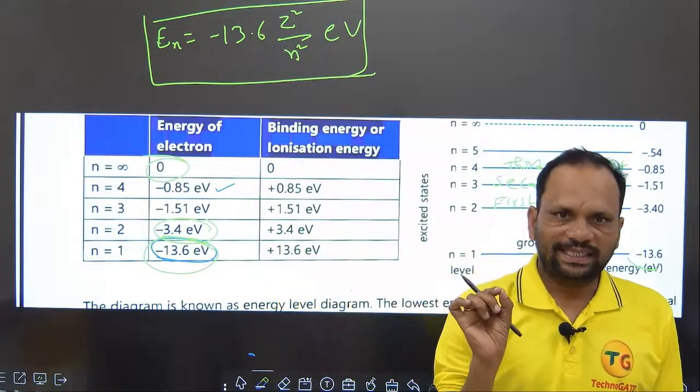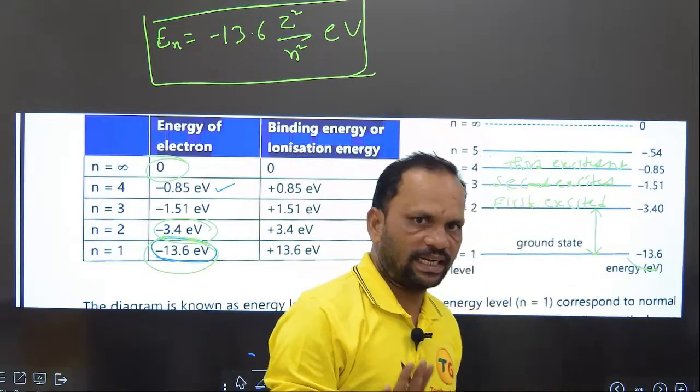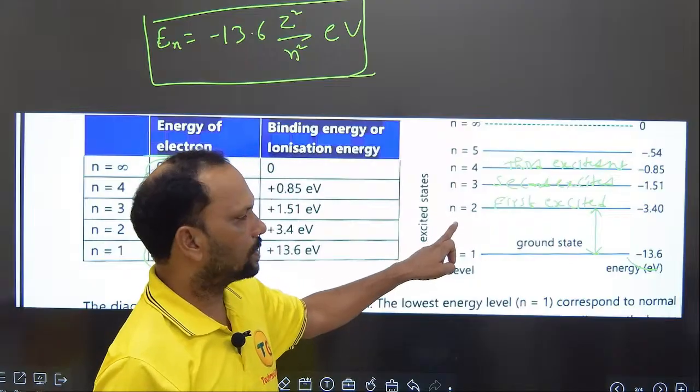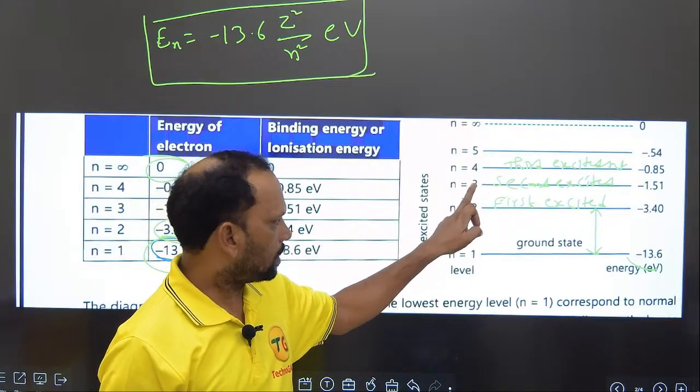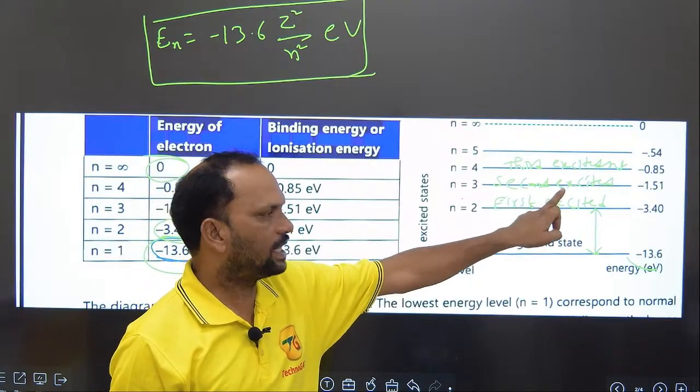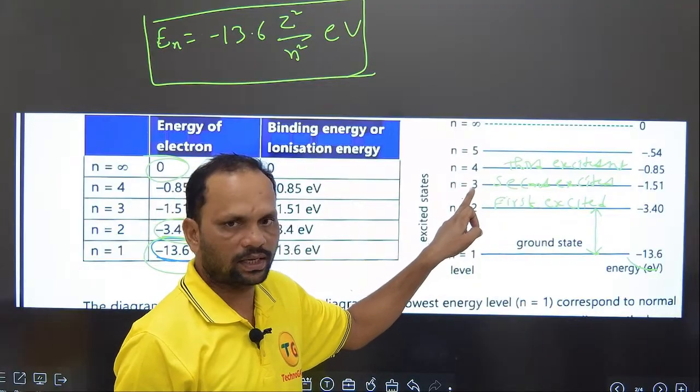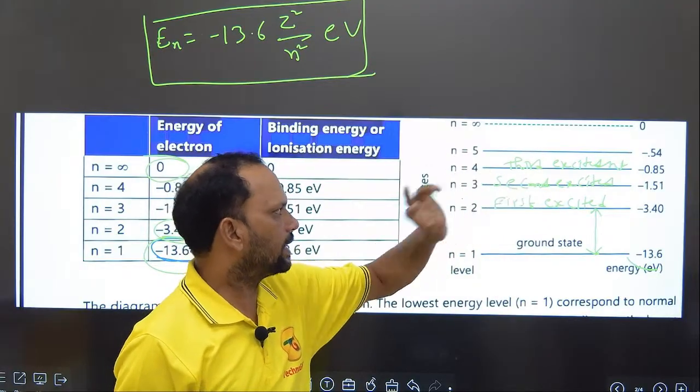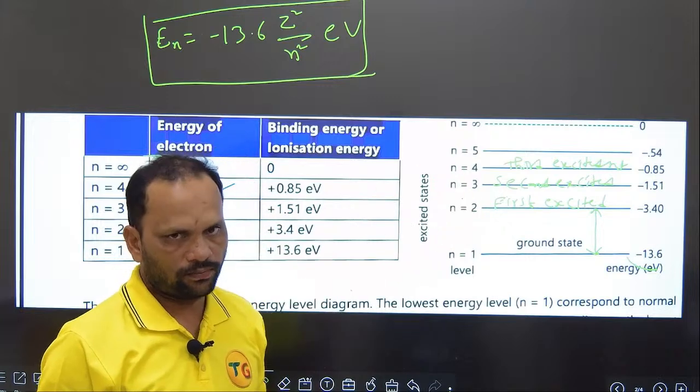Second orbit or first excited state is called n equals 2. Third orbit and second excited state is n equals 3. Fourth orbit or third excited state is n equals 4.